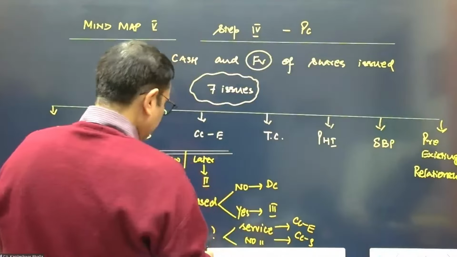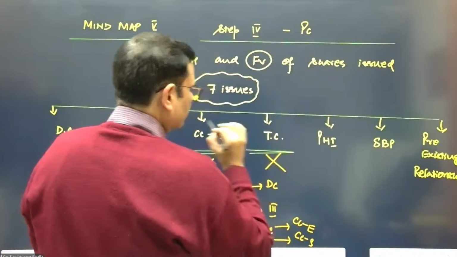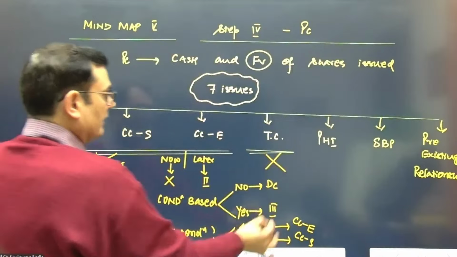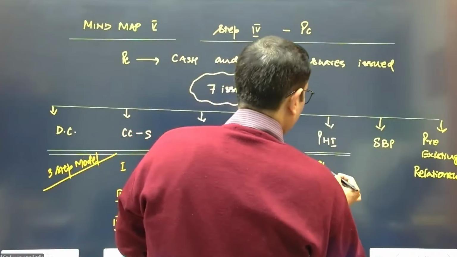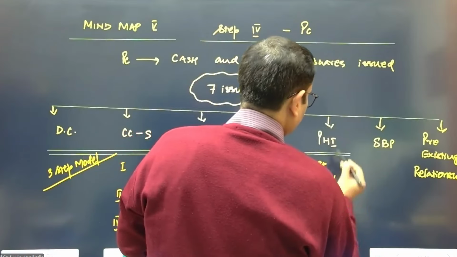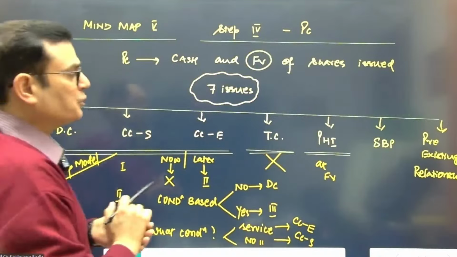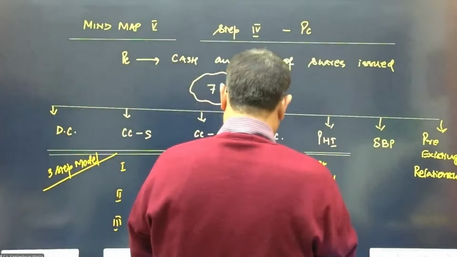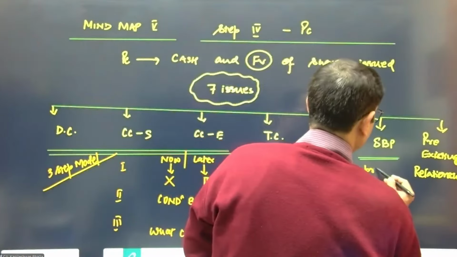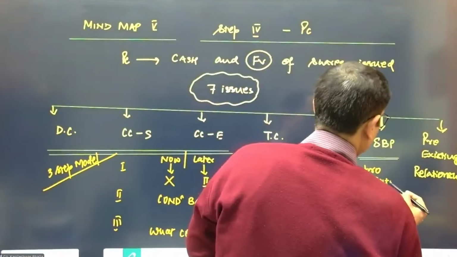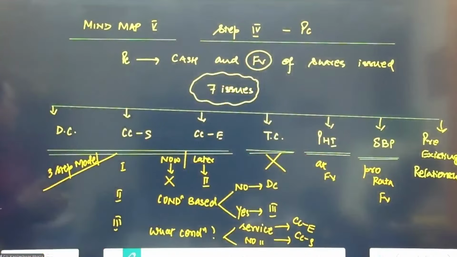TC is in any case never a part of PC. This is never taken as a part of the PC. PHI is supposed to be taken at fair value. So this is a case of step acquisition, though we'll talk a little more on this later. And share-based payments also we can say are a part of PC, but can I say pro rata? It is taken at a pro rata fair value in this case.